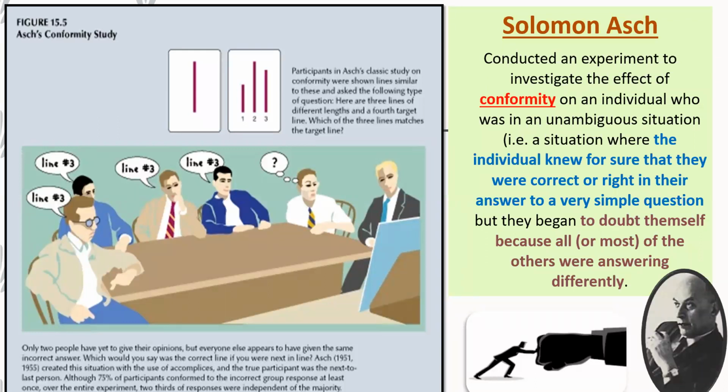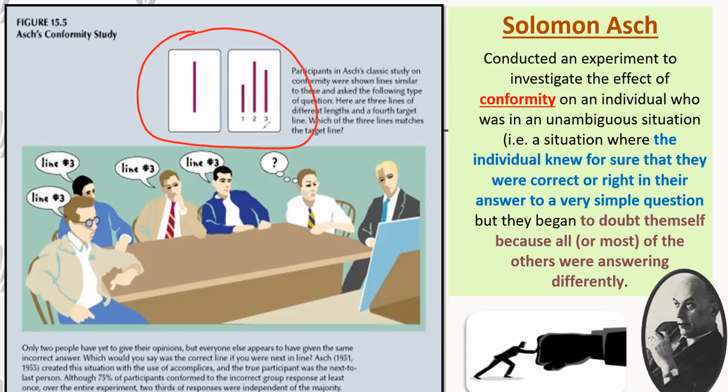Okay, so we just watched the video of the original footage of Asch's experiment, as well as the modern day remake of his study. This is Solomon Asch right here in the bottom right-hand corner. His aim was to investigate the effect of conformity on an individual in an unambiguous situation. Unambiguous means the individual knows for sure that the answer is correct. That's in part why Asch used the length of line experiment, because you can't really go wrong with answering a question like this.